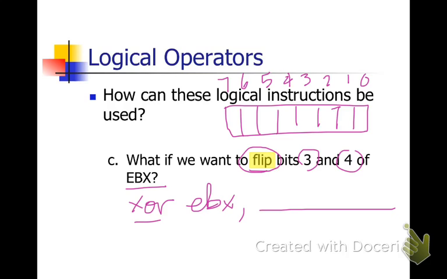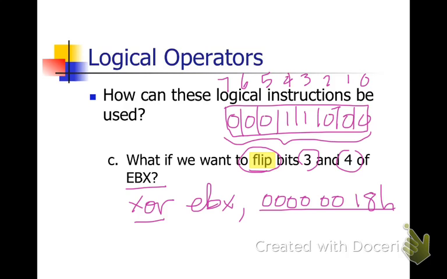XOR says for every 1 in the mask, flip the corresponding bits in the destination. So bits 3 and 4 I want to be 1s. Everything else I want to be 0s. Okay? That means that my mask is going to look like this. However, in this case, we notice that we were just manipulating bits in the least significant byte, so I could also say XOR BL, 18 hex. Okay? All right.